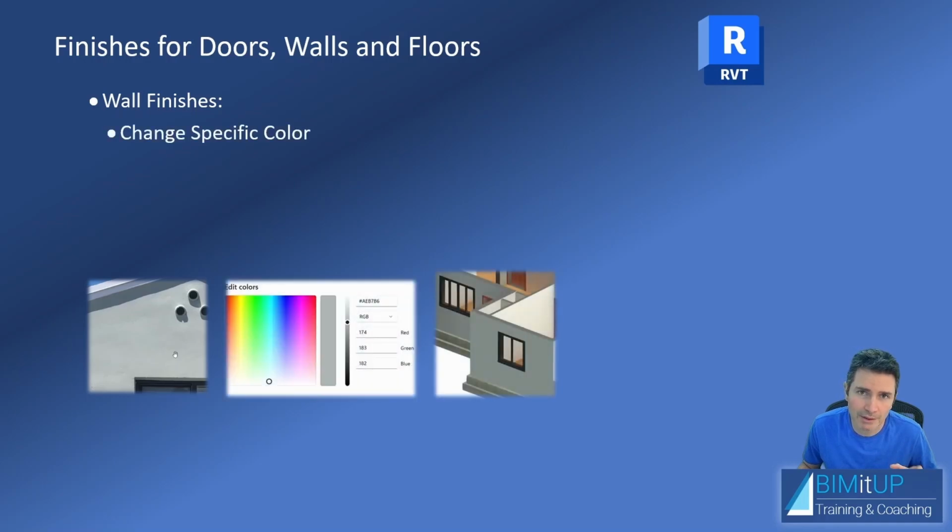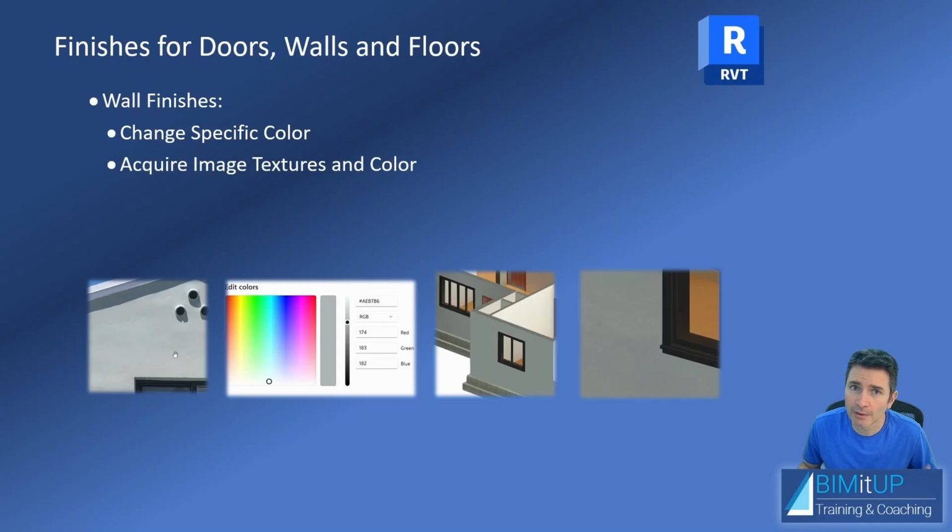One of them is changing the specific color, selecting it, and then just changing the RGB colors. And then I'm going to show you another option where you acquire an image and then you use the textures and colors from that image. I like this one better, but I'm going to show you both methods in case you want to do the texture on your own in a more sophisticated way.